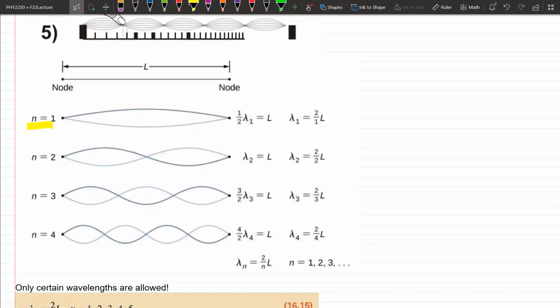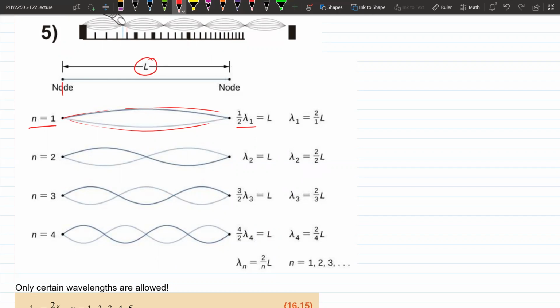For n equals 1, basically half a wavelength fits onto the string itself. Therefore, if we have a string that has a length L, this guitar string has some fixed length, as on a guitar. That means the wavelength that fits onto that string is 1/2 the wavelength. Why 1/2? Why not a full wavelength?